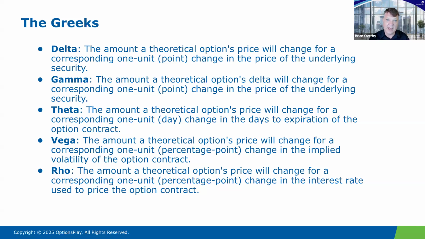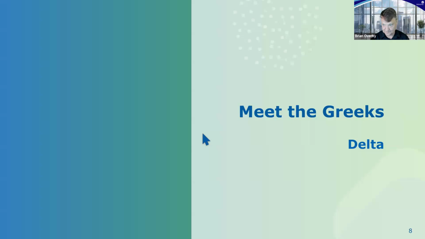So Rho doesn't really matter on shorter term option contracts, but it does matter on long-term option contracts. And that's all I'm going to say about Rho. We're going to focus on these three Greeks today, and the relationship between them: delta, gamma, and theta, okay?